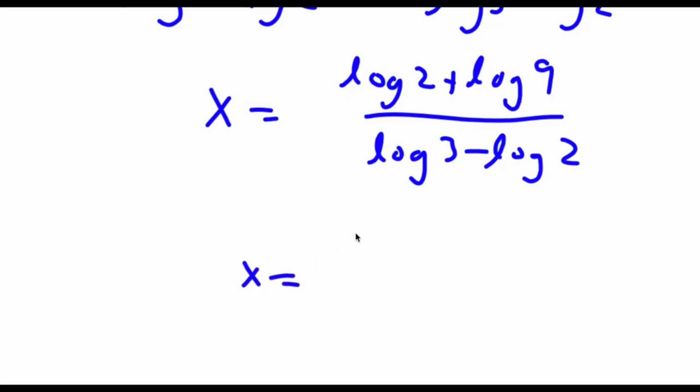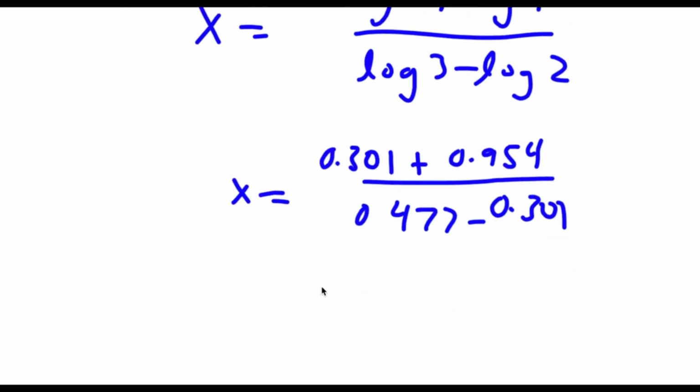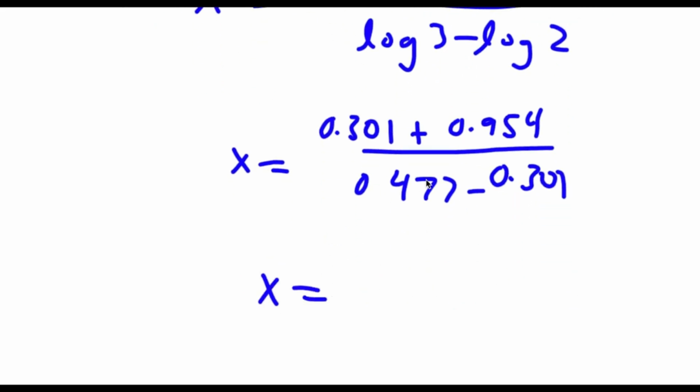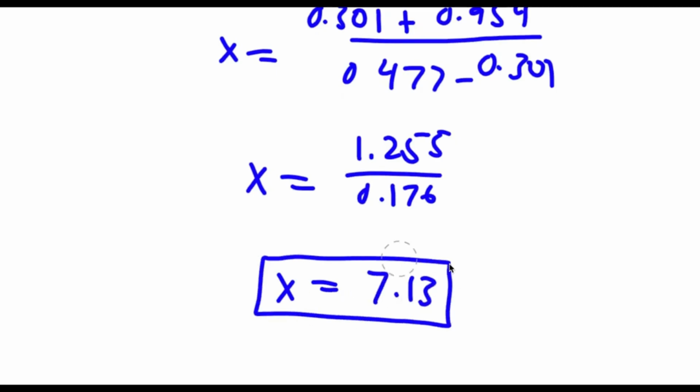Now log 2 is equal to 0.301, plus log 9, this is equal to 0.954. Now I have this over log 3, this is equal to 0.477, minus log 2, again, this is equal to 0.301. So now this is equal to 1.255 over 0.176, which is equal to 7.13. So this is my answer.